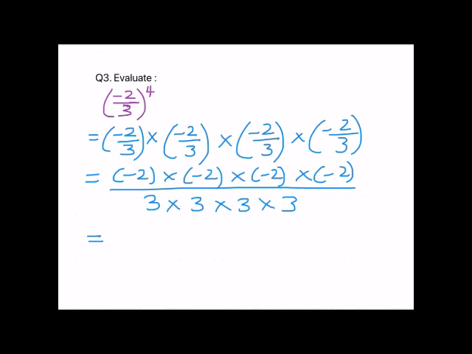So minus 2 times minus 2 times minus 2 times minus 2 is 16 divided by denominator we have 3 times 3 times 3 times 3. When we multiply this, we get the answer as 81. So the answer for this expression minus 2 by 3 the whole raised to the power 4 is 16 by 81.